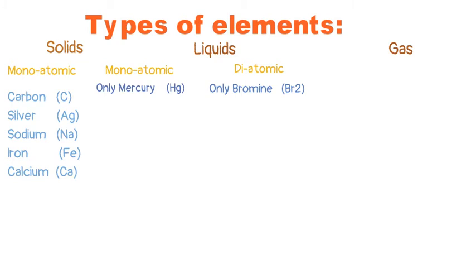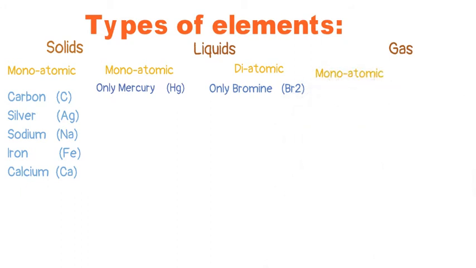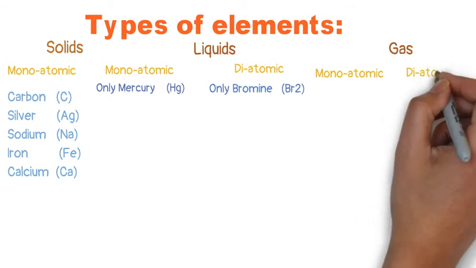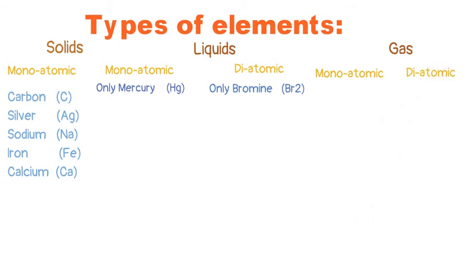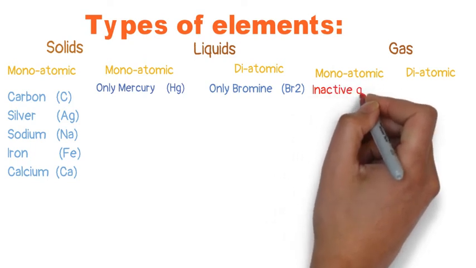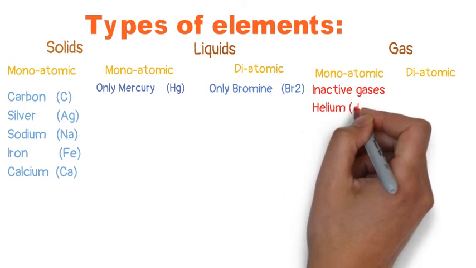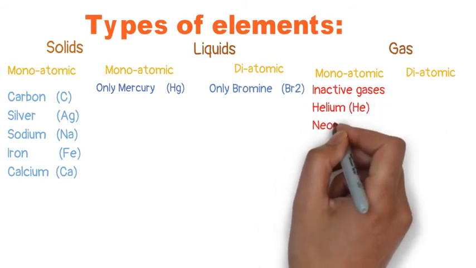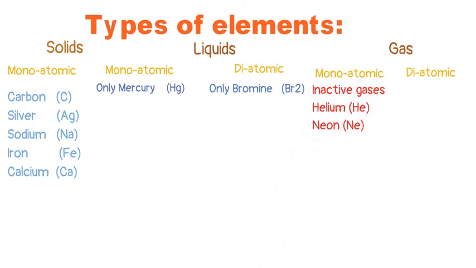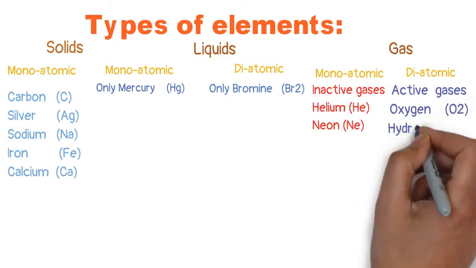The gaseous state also may be monoatomic or diatomic. Monoatomic, one atom; diatomic, two atoms. The monoatomic molecules are like in the inactive gas or the inert gas. The inert gas consists of one atom, like the helium and the neon. While the diatomic are like the active gases, like the oxygen and hydrogen.